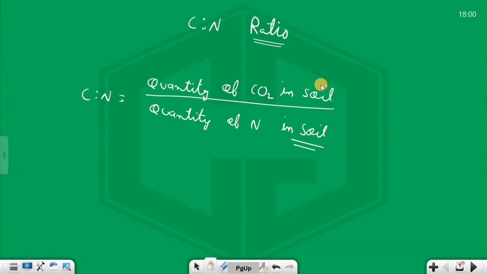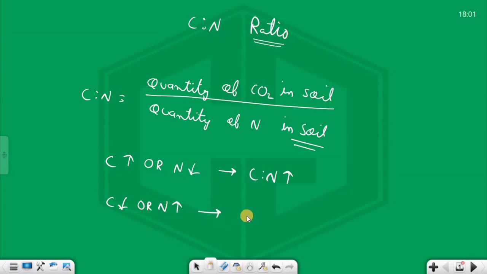And one more thing: if carbon increases or nitrogen decreases, then it will increase the carbon nitrogen ratio. And if carbon decreases or nitrogen increases, then the carbon nitrogen ratio will decrease.